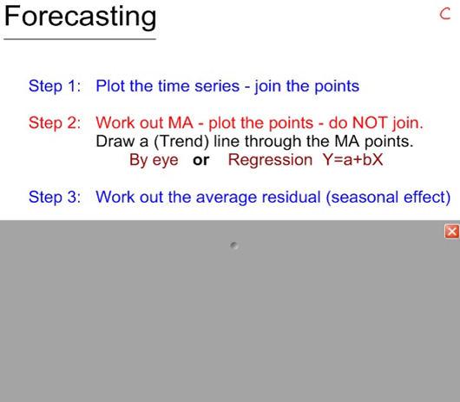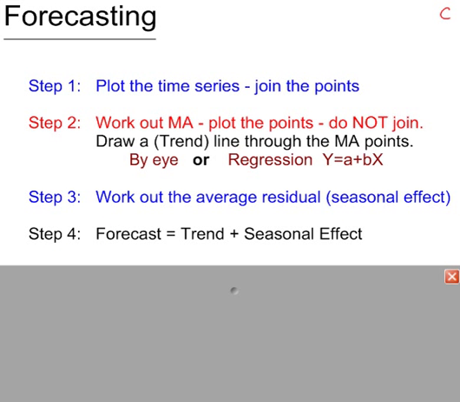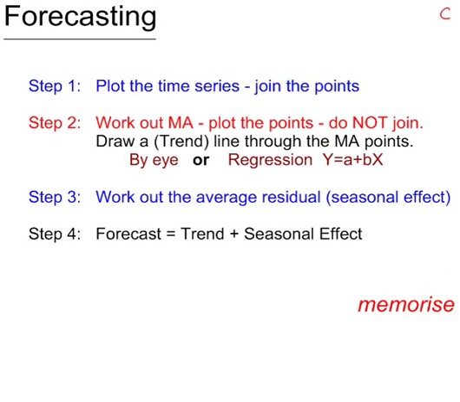Step 3, work out the required residuals and use these to work out the seasonal effect. Step 4, to work out a forecast, add the trend value from your trend line to the seasonal effect that you've worked out in step 3. You need to memorize all of these 4 steps to do a forecast.